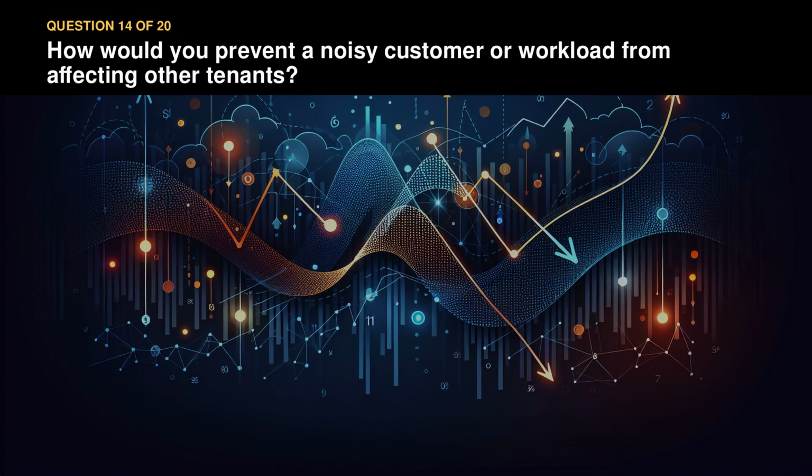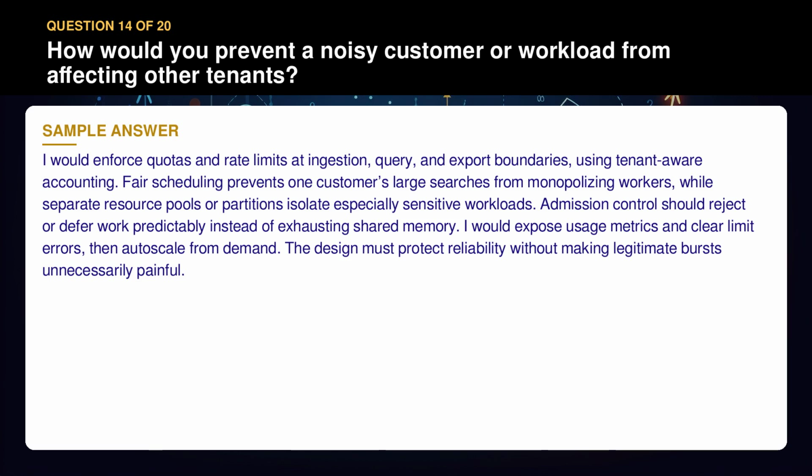Question 14. How would you prevent a noisy customer or workload from affecting other tenants? I would enforce quotas and rate limits at ingestion, query, and export boundaries, using tenant-aware accounting. Fair scheduling prevents one customer's large searches from monopolizing workers, while separate resource pools or partitions isolate especially sensitive workloads. Admission control should reject or defer work predictably instead of exhausting shared memory.